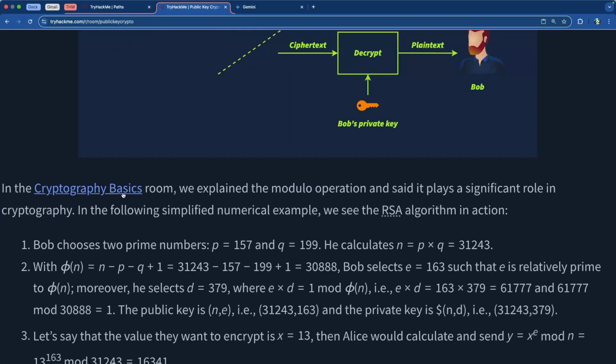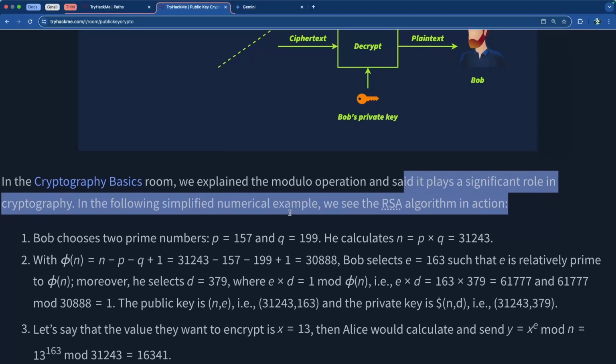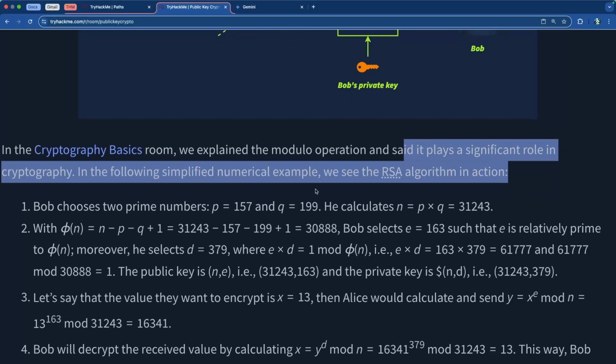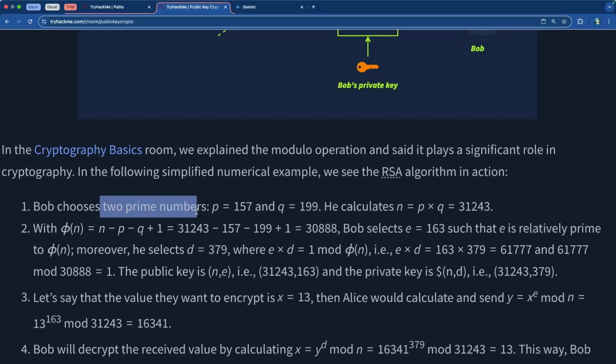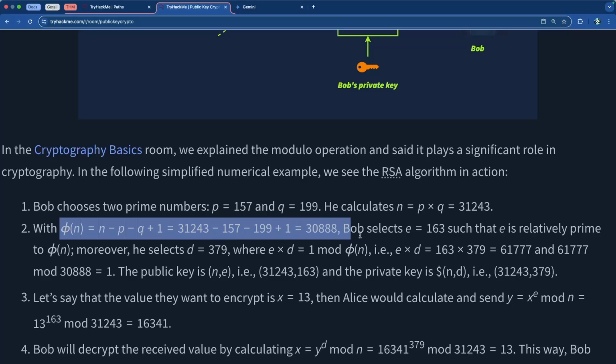Now, in the basics room, we explained the modulo operation and said it plays a significant role in cryptography. In a simplified numerical example, we see the algorithm in action. Bob chooses two prime numbers, P equals 157 and Q equals 199. He calculates that N equals P times Q, which ends up being 31,243. With this formula right here, Bob selects E equals 163, such that E is relatively prime to this particular example.